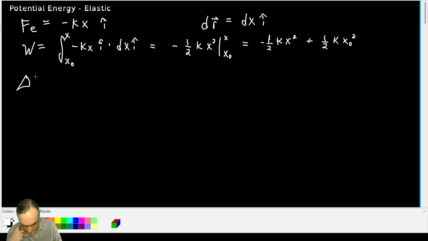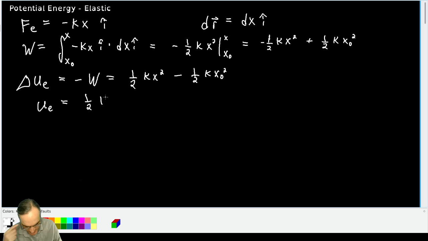All right, the change in elastic potential energy is the negative of the work done, so it's going to be 1/2 kx squared minus 1/2 kx naught squared. And for that, it implies the elastic potential energy has a form that looks like 1/2 kx squared.